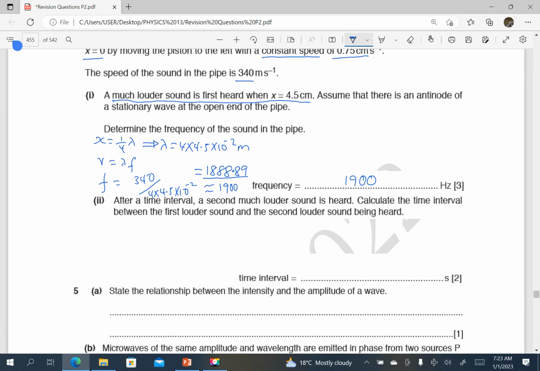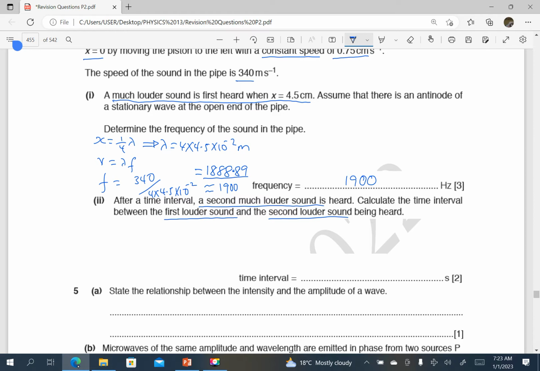Part 2. After a time interval, a second much louder sound, so that is the second time resonance occurs. That is going to be actually the second harmonic. Calculate the time interval between the first much louder sound and the second louder sound being heard. In other words, we want the time interval between the first harmonic and the second harmonic.